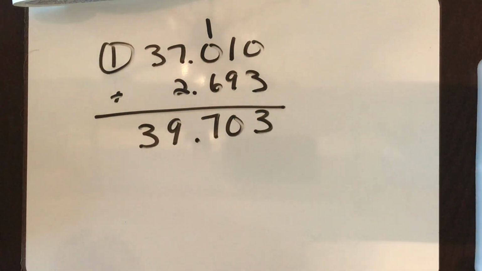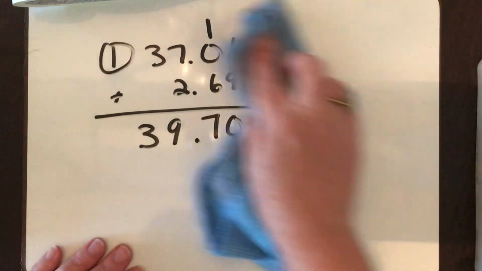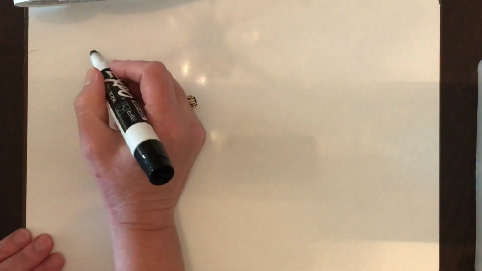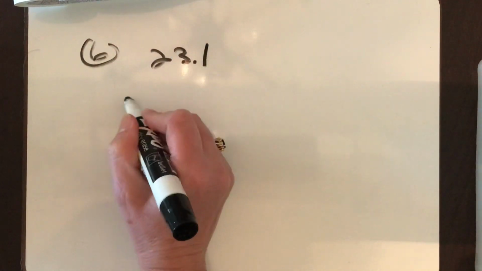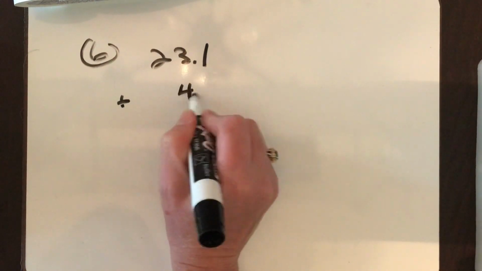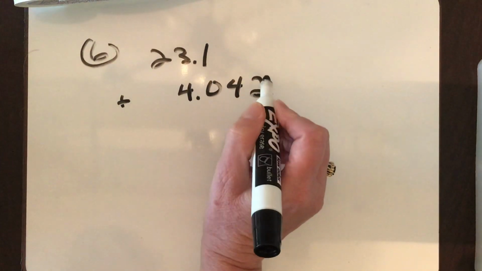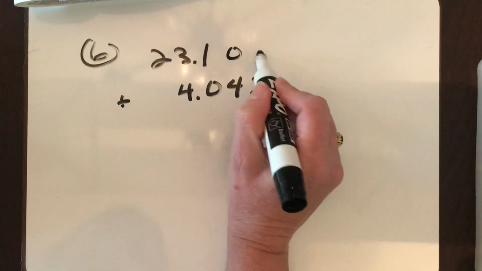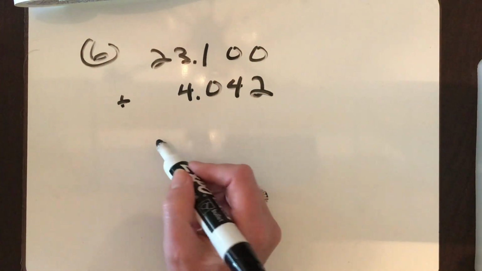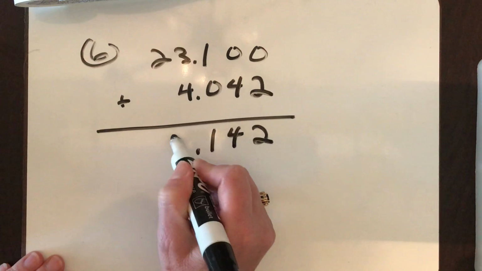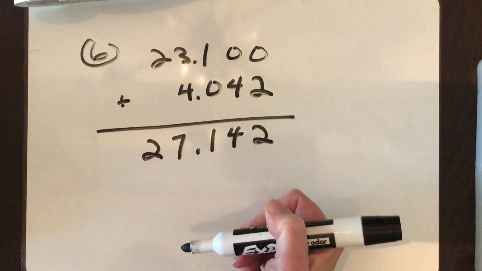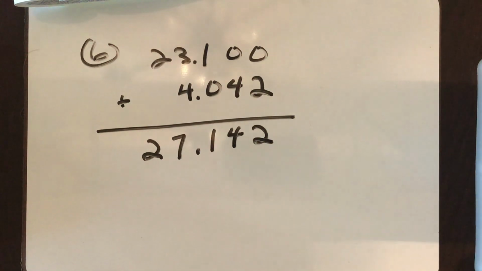So 39 and 703 thousandths. Okay, now let's look at number 6. Number 6 says 23 and 1/10 plus 4 and 42 thousandths. And now right here I'm going to put a 0 for my hundredths and a 0 for my thousandths place. And then just add. I get 2, 4, 1, put my decimal point, 7, and 2, 27 and 142 thousandths.